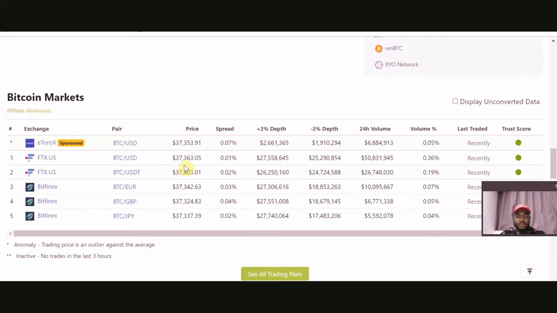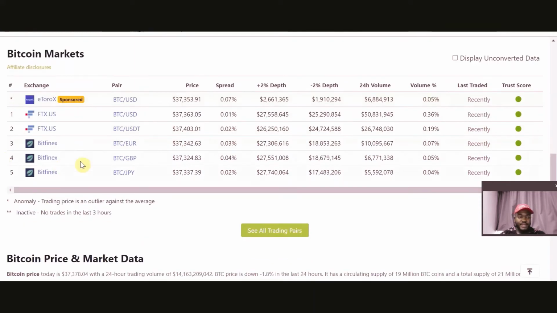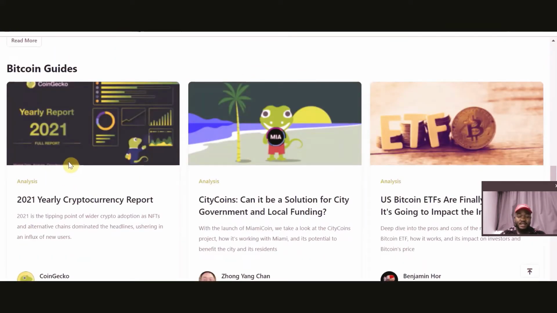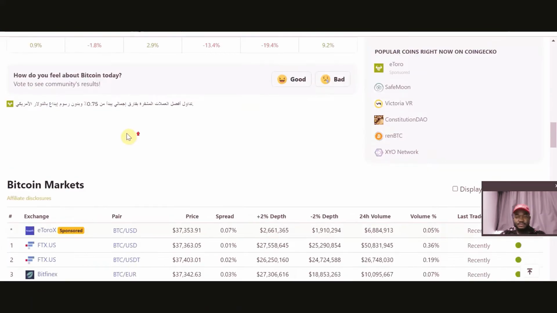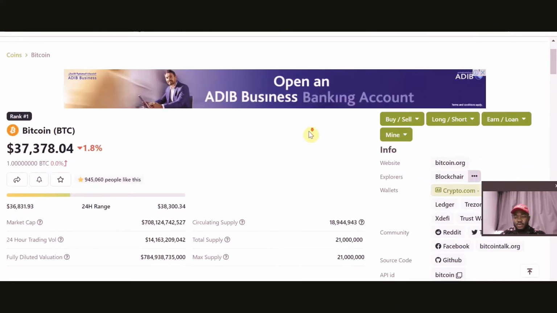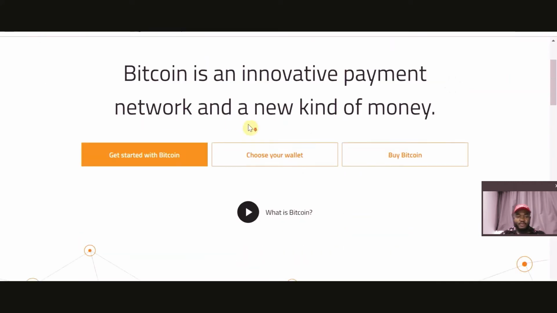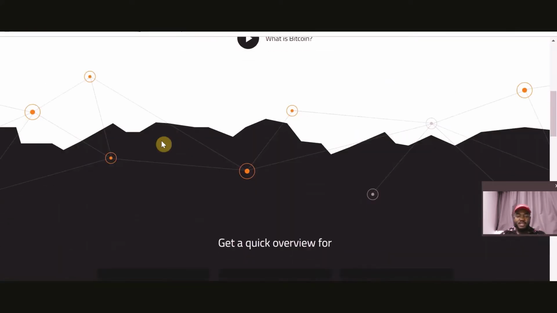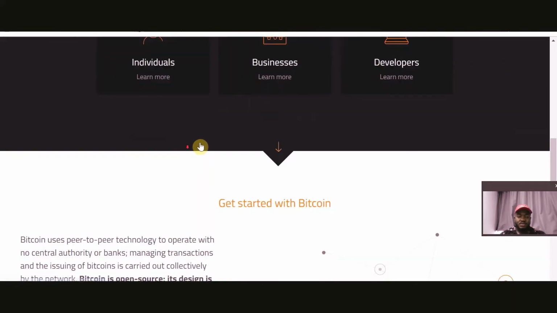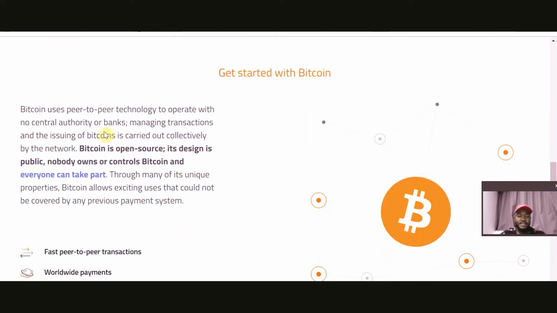They have the most value in 24 hours. So Bitfinex and many other exchanges. Let's go to the Bitcoin website. From here you can see the latest trends that are happening on the site, the new things that they are doing on the site.